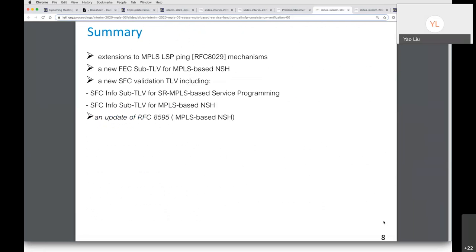And so this is a summary. This draft proposes extensions to MPLS LSP ping mechanisms, including a new FEC sub-TLV for MPLS-based SFC, a new SFC validation TLV, including sub-TLVs for SR service programming and MPLS-based SFC. And there's also an update of RFC 8595.